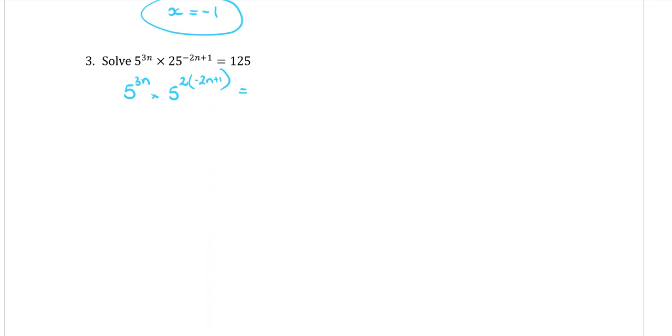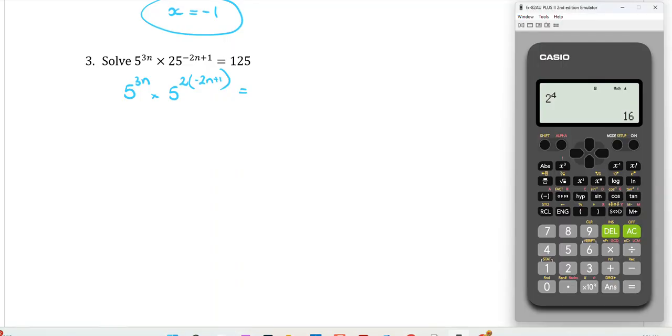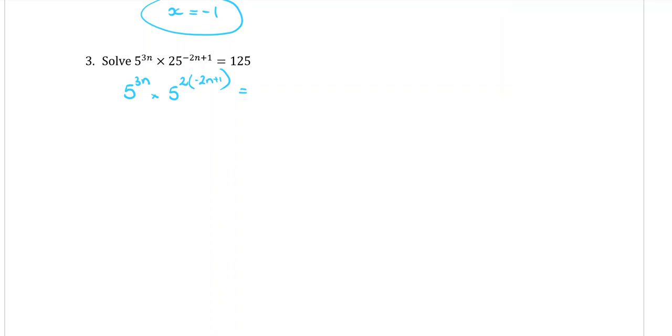Then on the other side of the equation, I also need to write 125 with a base of 5. So you could, again, check on your calculator. Well, we know 5 squared is 25. So if we increase it one more, we get 125. It's 5 cubed. Okay, so everything has a base of 5, which means all the bases of 5 can disappear, and we're going to be looking at the powers.